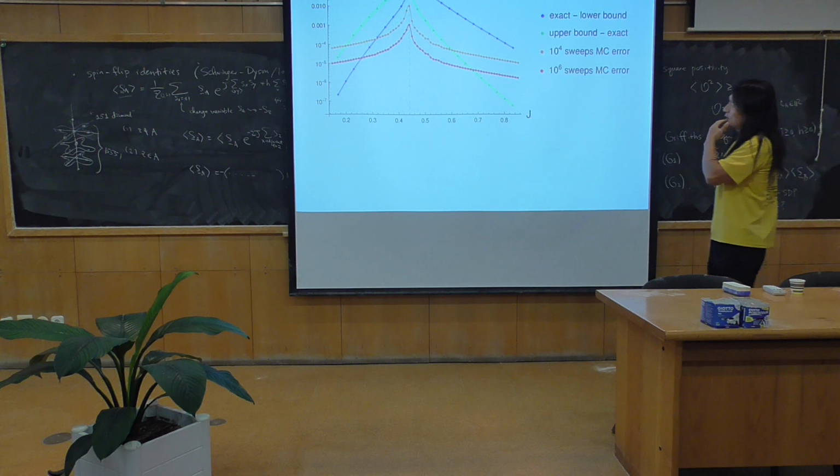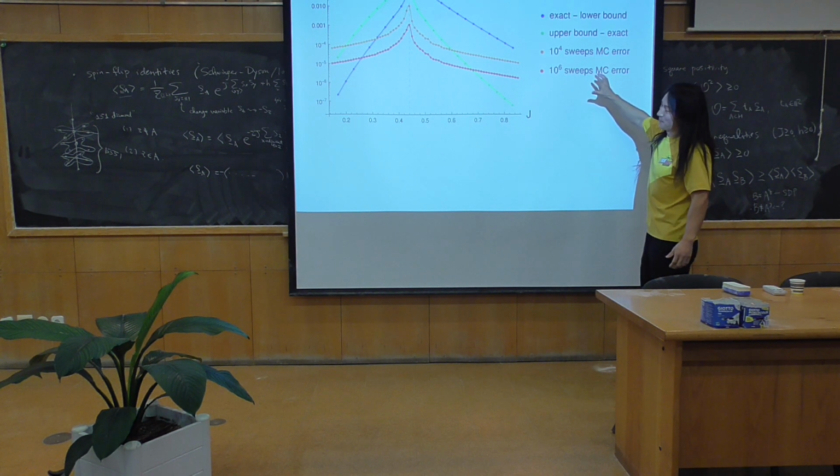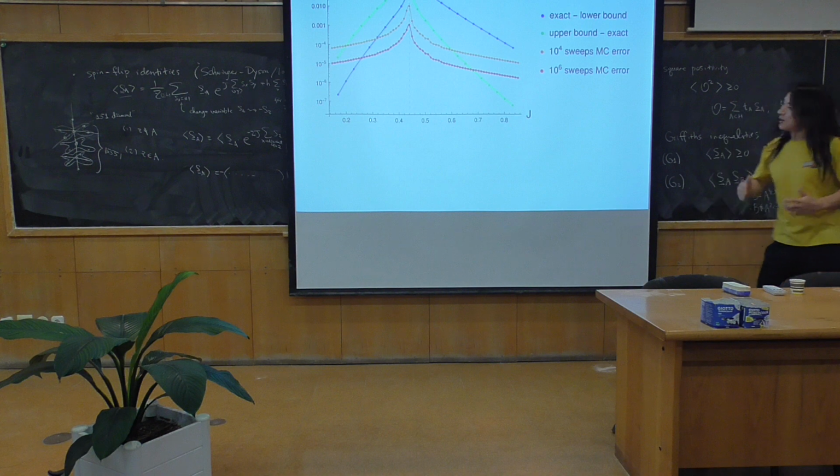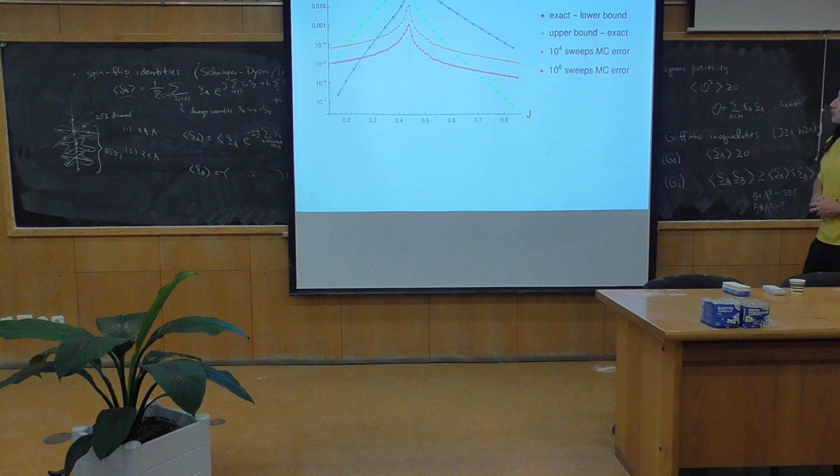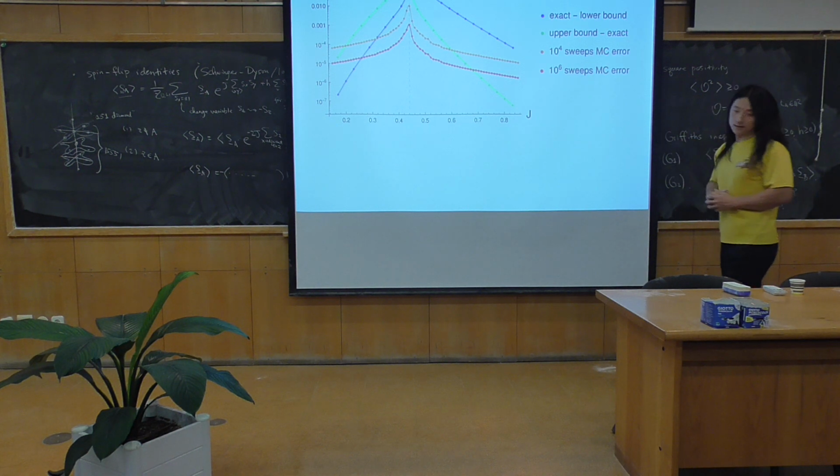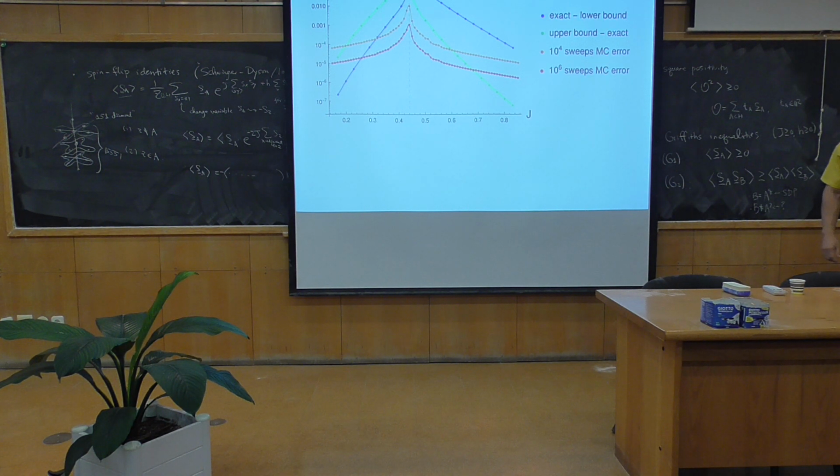Now, I should say, of course, that this Monte Carlo method we're comparing with here is the simplest thing you can do. There's probably a much more clever way to improve the precision, but just as a matter of principle, here you can already see that these bounds can sometimes compete with Monte Carlo. But in fact, the situation becomes more dramatic when you turn on magnetic field.